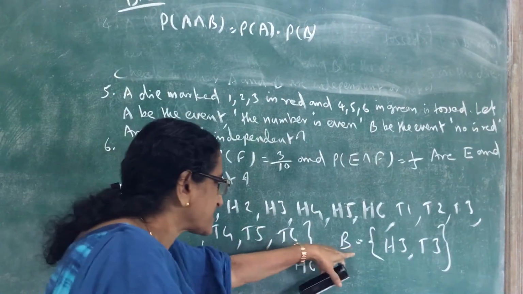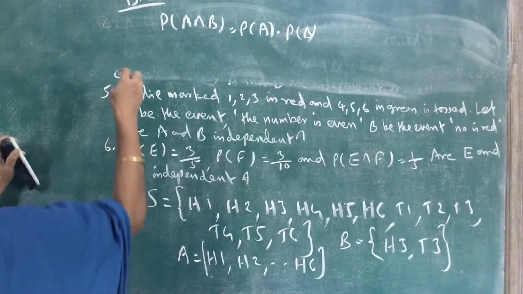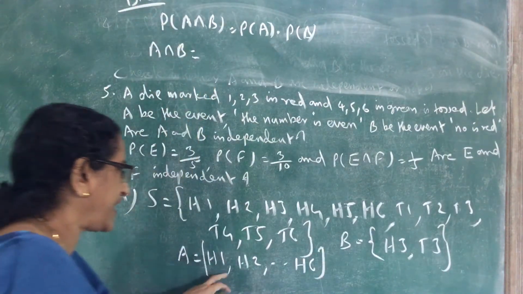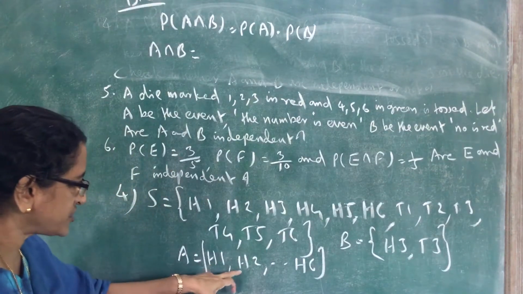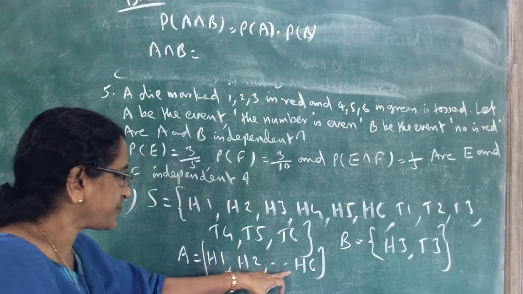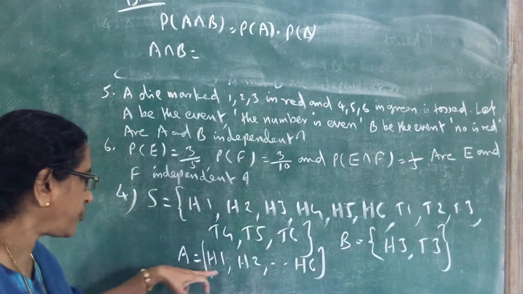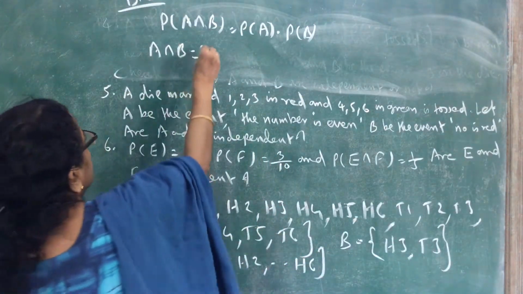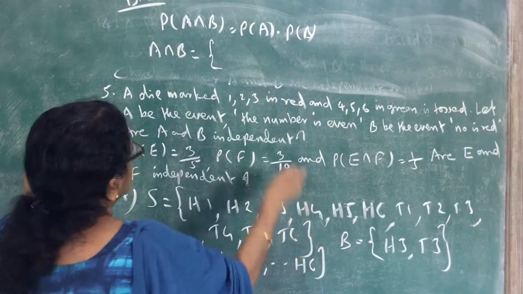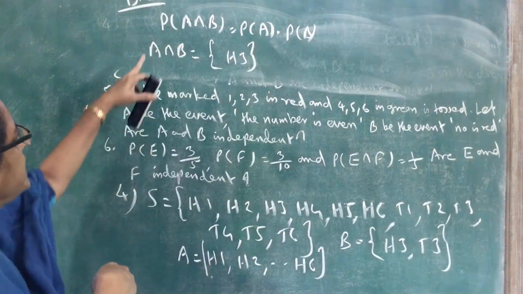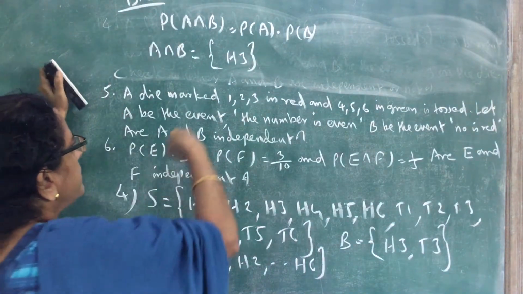What is A intersection B? Common elements of A and B. A intersection B equals common elements of A and B. Here A has H1, H2, H3, H4, H5, H6. B has H3 and T3. So H3 is the common element of A and B. So A intersection B is H3. Then we can find the LHS, probability of A intersection B.